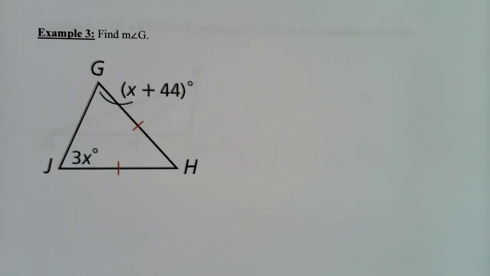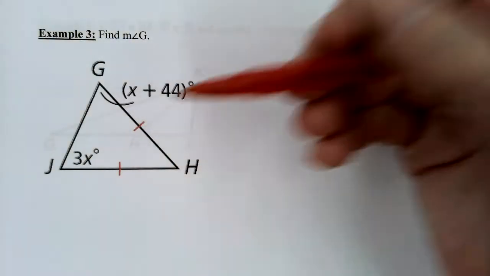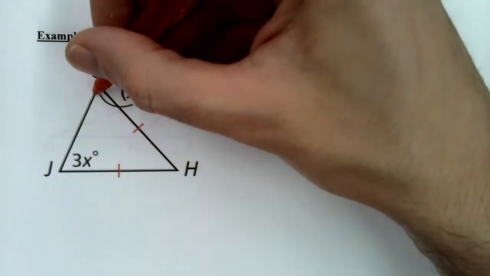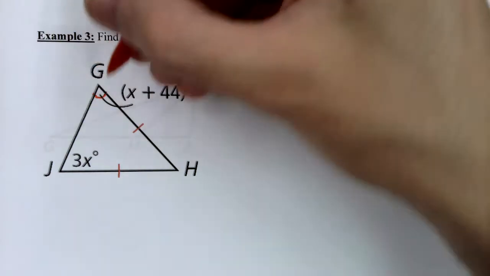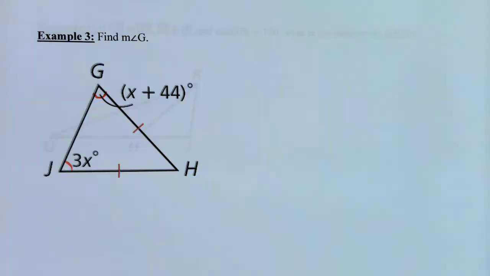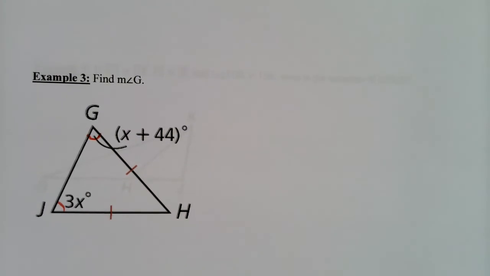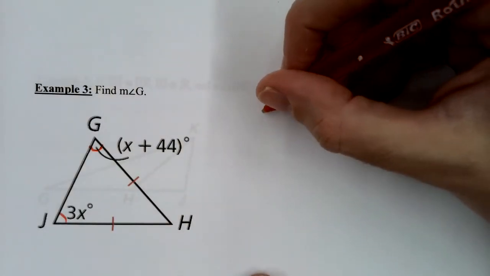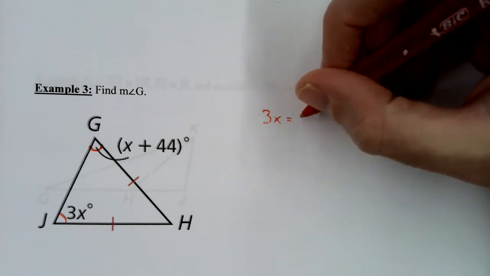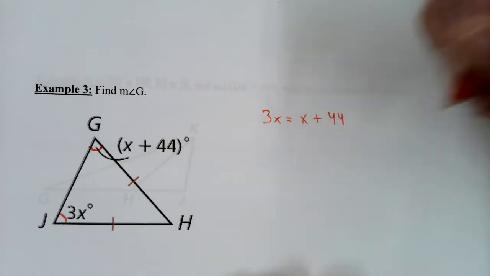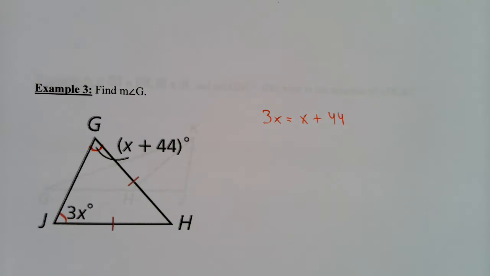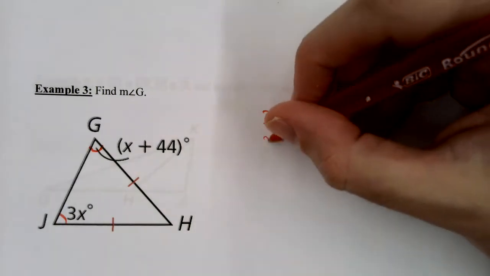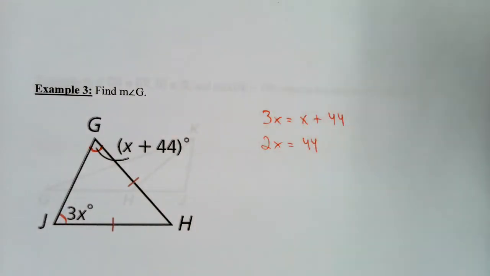Find the measure of angle G. Well, this side is congruent to that side, so it means the angles opposite them are congruent. So angle G is congruent to angle J. So it means that their measures are equal. So I'm going to say 3x equals x plus 44. Solve that for x. 2x equals 44. X equals 22.